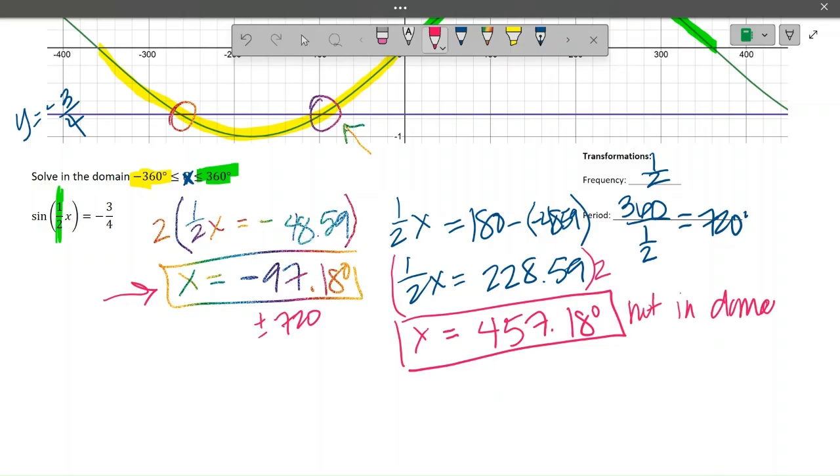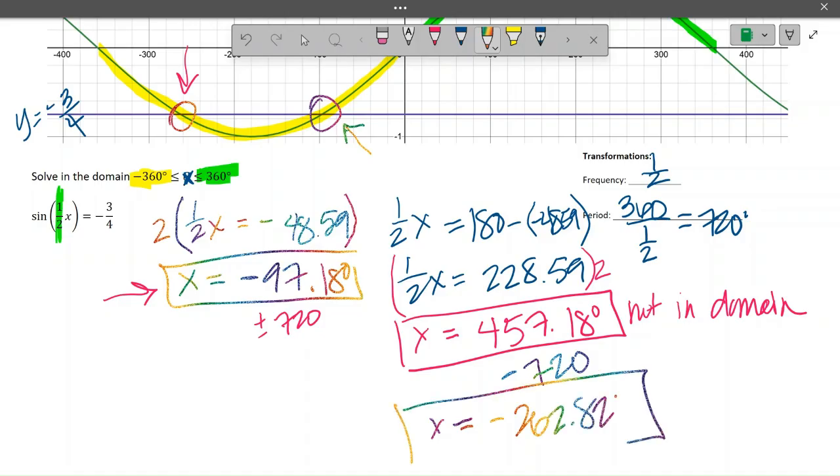So that's a problem because this is not our second solution, because we know our other solution is here and it's negative. So if I added 720 degrees, I know that I would be way out of domain because I'm already out of domain at 457 degrees. So I'm going to deduct 720 degrees from this. And I do mean I am deducting: 457.18 minus 720 will give us our other value, which is negative 262.82 degrees. That is our second solution, and that happens right here.